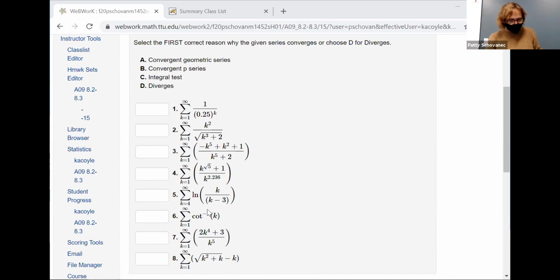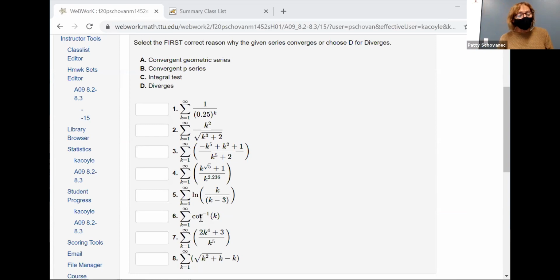Now in here, natural log of k over k minus 3, as k goes to infinity, I have k to the first power over k to the first power. So this is going to go to 1, but the natural log of 1 is 0. So I don't know anything about that one just yet. Because log of 1 is 0, limit being 0, we know nothing. So we skip over that one.